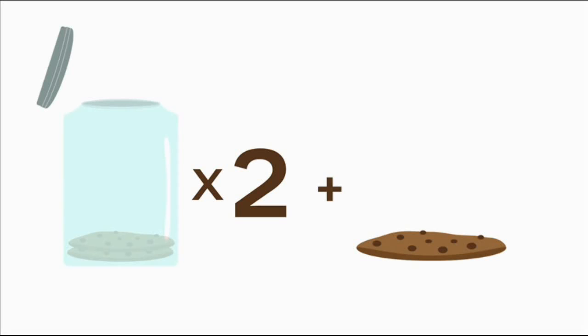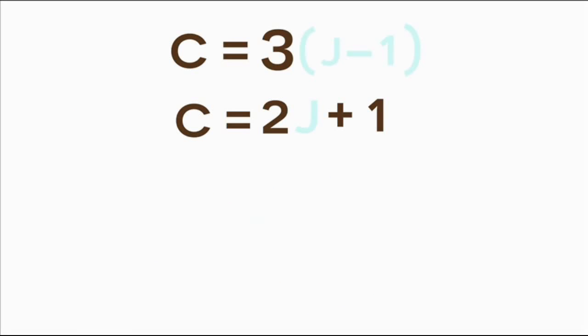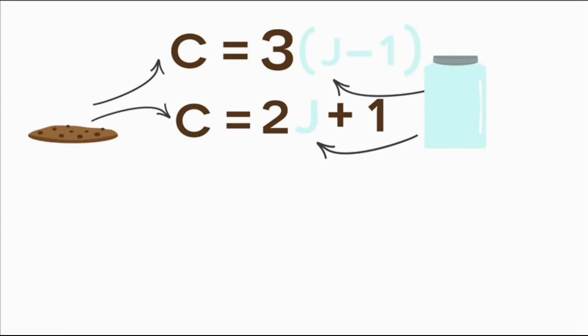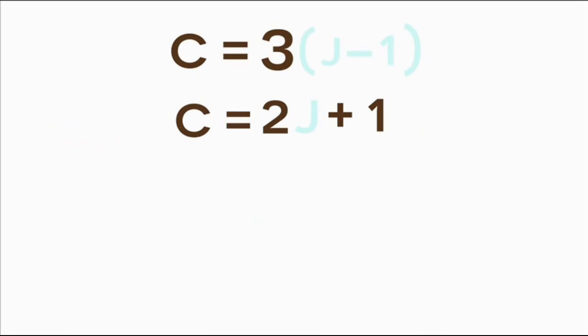So the total number of cookies, C, is equal to the number of jars, J, multiplied by 2, because there's 2 cookies in every jar, plus we're going to have 1 cookie left over, so let's add 1 at the end. So now we have 2 equations for our 2 variables, cookies and jars. And now we can solve this system of equations to find exactly how many of each we have.